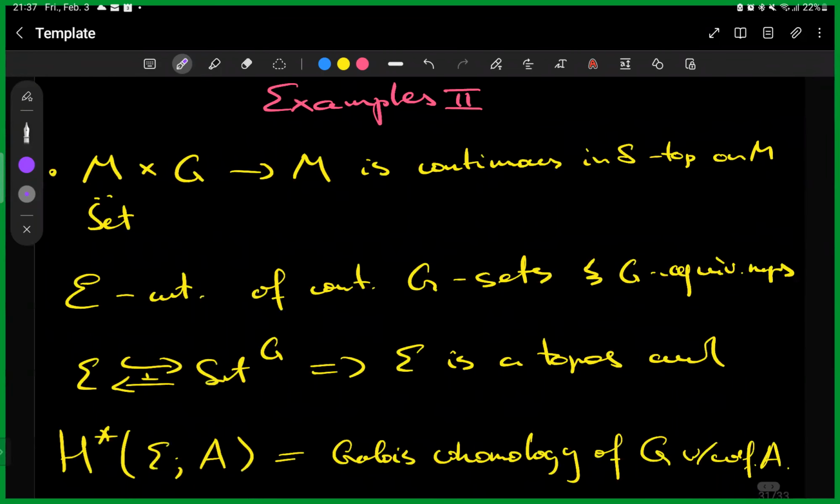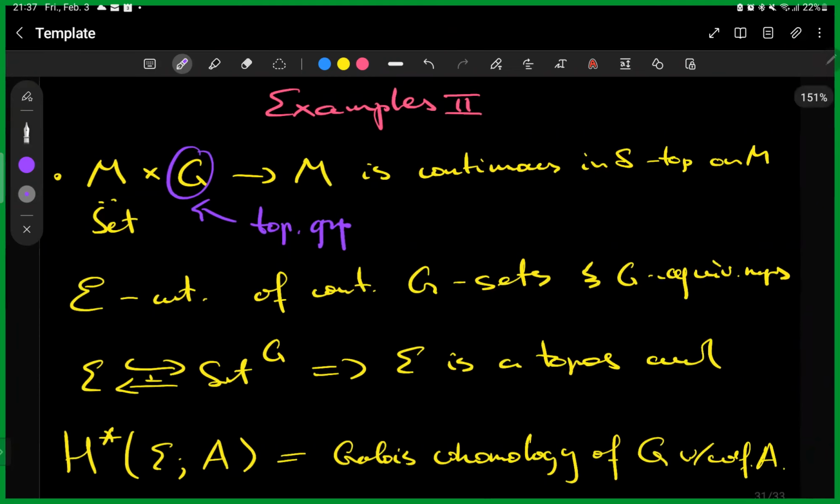Yet another example is given by continuous G sets. So assume that we have a topological group. And then we can consider continuous G sets. So we endow the set M with discrete topology, and we require this action map to be continuous. This basically means that the stabilizers of individual points should be open subgroups of G. Then we can consider a category of continuous G sets and G covariant maps between them.